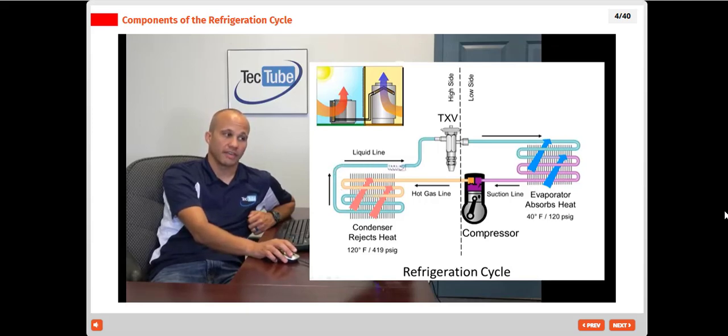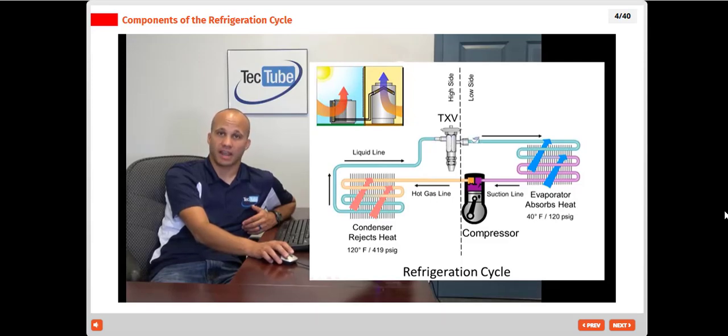TXV stands for thermal expansion valve. It is a metering type device. Older systems would have had fixed orifices or pistons or something like that. Nowadays, almost everything has a TXV. His job is to meter the refrigerant and control it as it enters into the evaporator, as well as to change the pressure from high back down to low, because he's the opposite of the compressor.